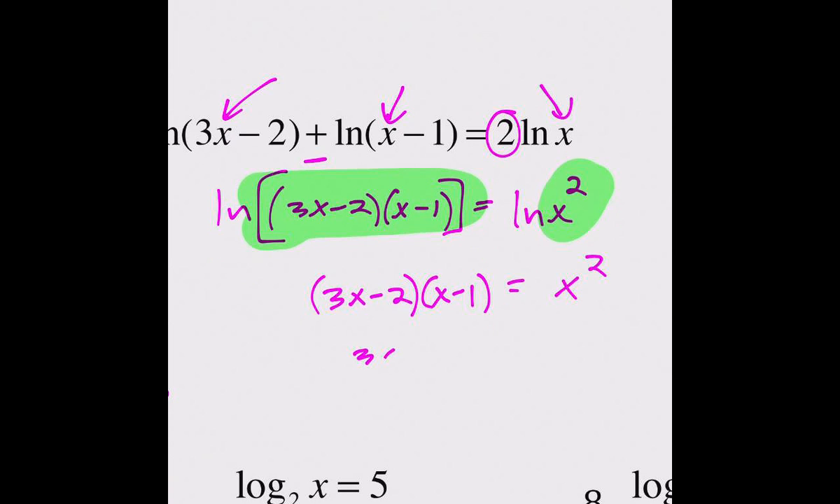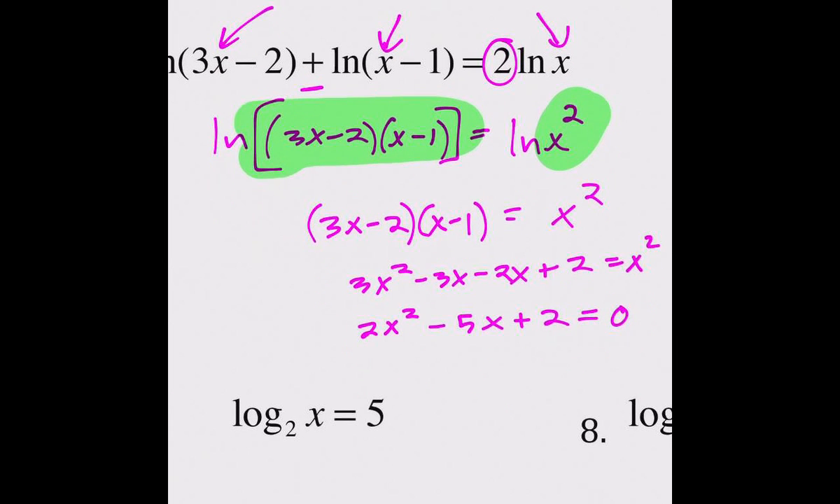So 3x squared minus 3x minus 2x plus 2. That look good? Equals x squared. Subtract x squared maybe. Make it 2x squared minus 5x plus 2. All good quadratics get set equal to 0. We think about factoring it.